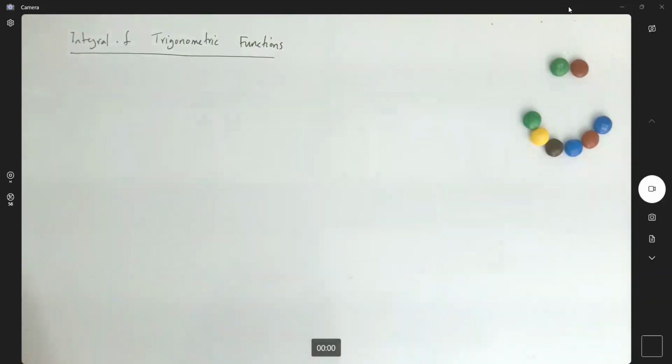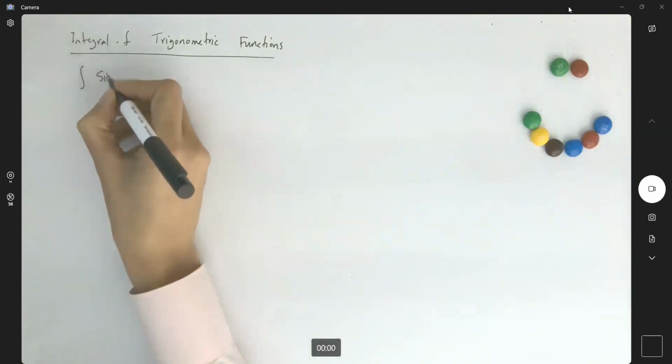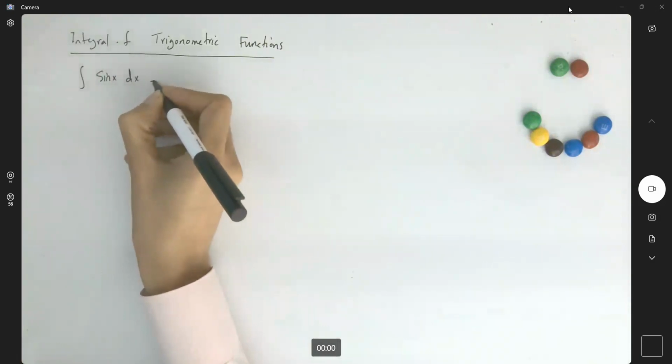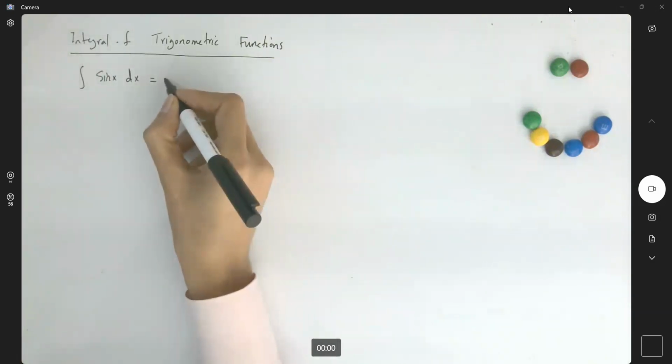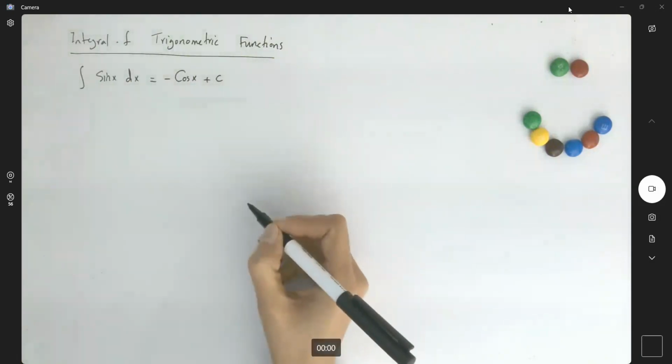Let's talk about the integrals of trigonometric functions. The very first one that we're going to discuss is the integral of sine x dx. This can be written as negative cosine x plus constant of integration.